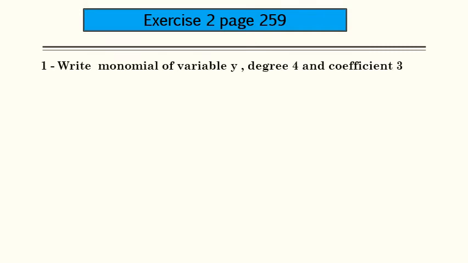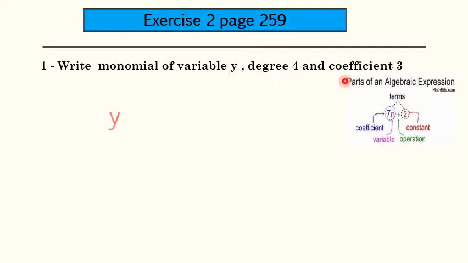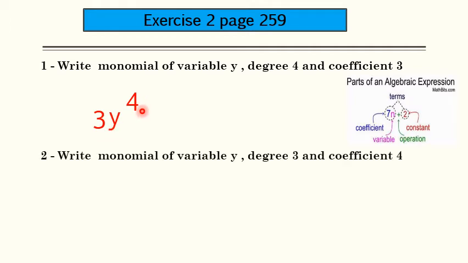Now, exercise 2. Write a monomial of variable y, degree 4 and coefficient 3. Variable y. This is our variable. Degree 4, it means to the power 4. Coefficient 3, so I have to multiply the variable y by 3. So the monomial is 3y to the power 4.